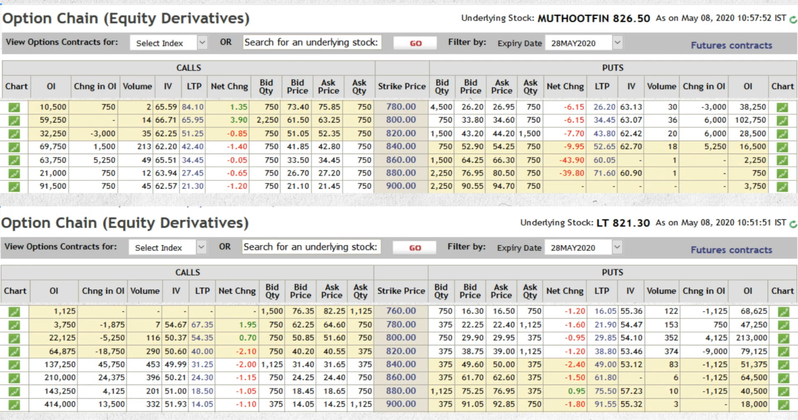Also, see these two option chains. Both have same expiry, same strike price and almost similar spot price too. But if you observe carefully, there is so much change in the option price, that is option premium.